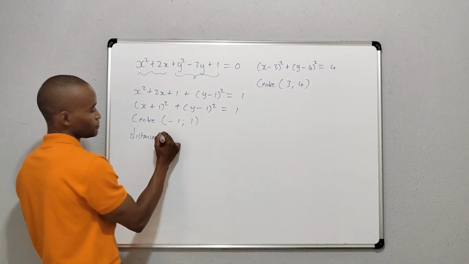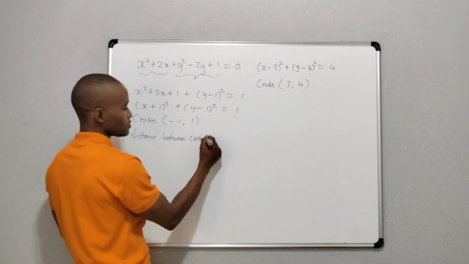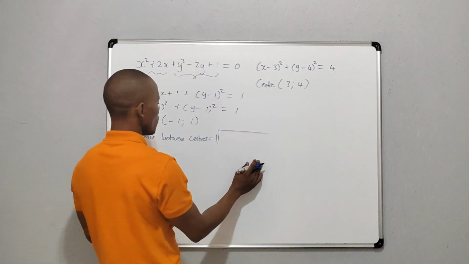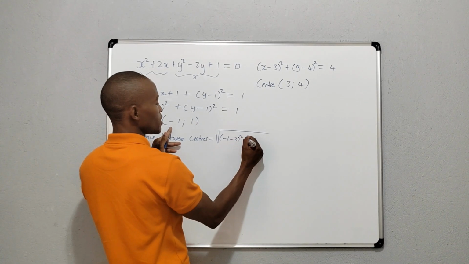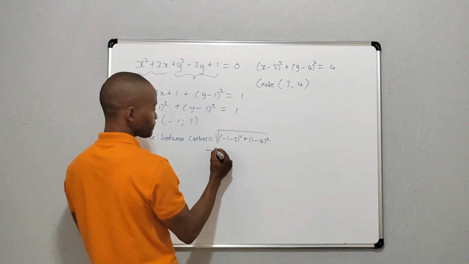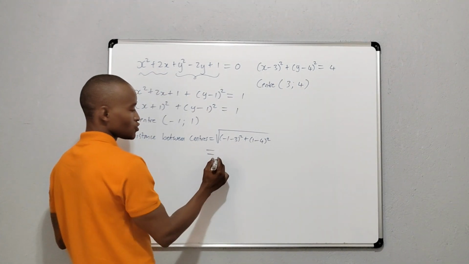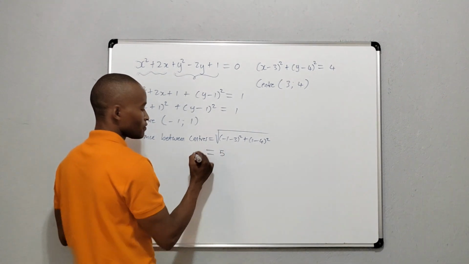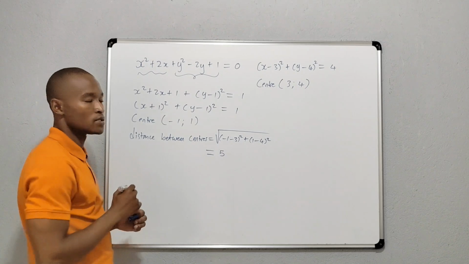Okay, now can we get the distance between the centers? Yes, we can. The distance between centers is the square root of what? (-1 minus 3) all squared plus (1 minus 4) all squared. This gives us 16 plus 9 giving us 25. The square root of 25 is 5. So the distance there is 5 units.